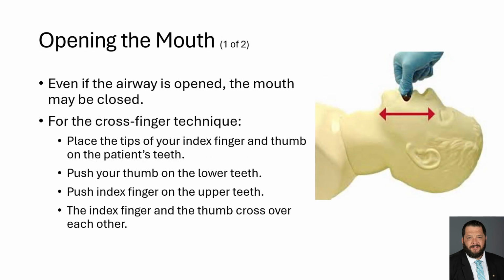Occasionally, we may need to open the mouth to be able to inspect the airway. So even if the airway is open, the mouth may be closed and we can't get a good assessment through visualization or may need to insert an airway adjunct. For opening the mouth, we use a scissor technique or a cross finger technique. You're going to place your thumb on the lower teeth, or the teeth of the mandible. You're going to place your middle finger or index finger on the maxillary teeth, and then you're going to scissor your fingers apart. That will open the mouth. Be mindful if you're going to insert something into the patient's mouth, especially your fingers, because during events such as seizures, you can sustain injury.